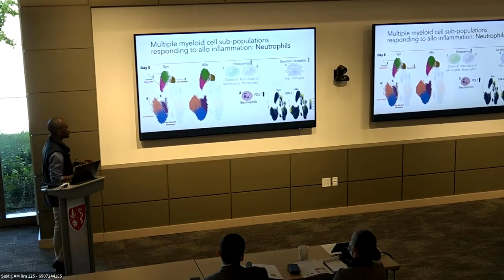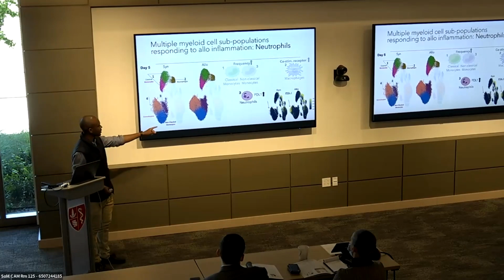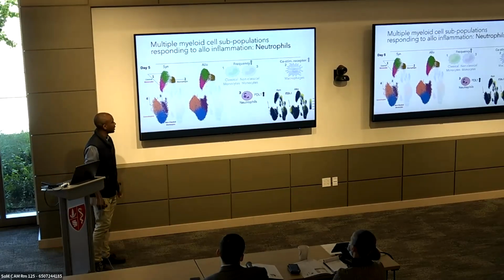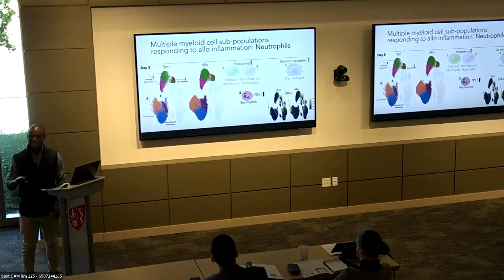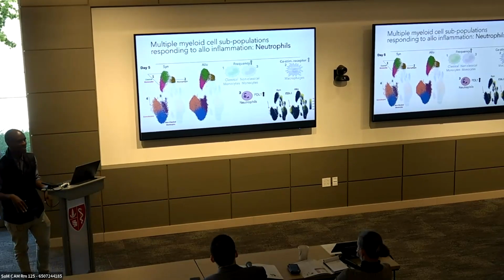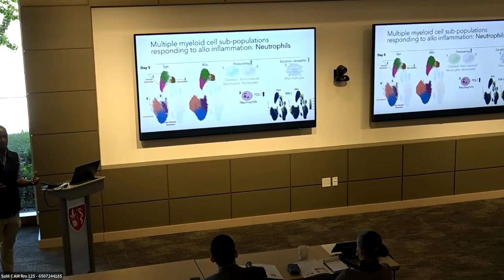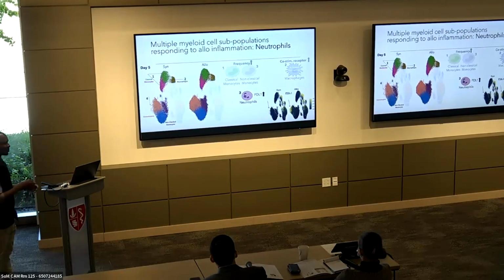And lastly, the allo day 5 is marked by the presence of these PD-L1 positive neutrophils. And so these cells are interesting because they're typically known to actually suppress T cell responses. And so in this case, it might be a latent effect of inflammation, or pointed to a particular role for these cells in the resolution of the immune response.